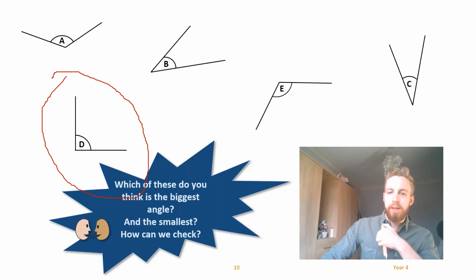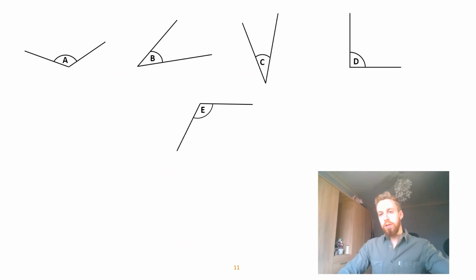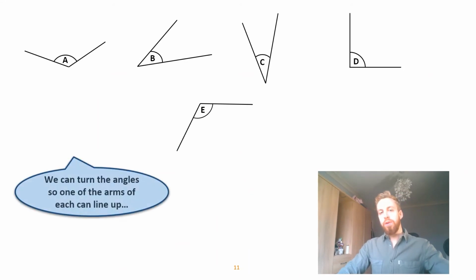So which do we think is the biggest and which do we think is the smallest? Let's have a look. Before we can decide which is bigger and which is smaller, we sort of need to level them up so that we can compare them. To do that, we're going to have one side, one of those two black lines, flat, because then we can compare the size. Let me show you what I mean here.